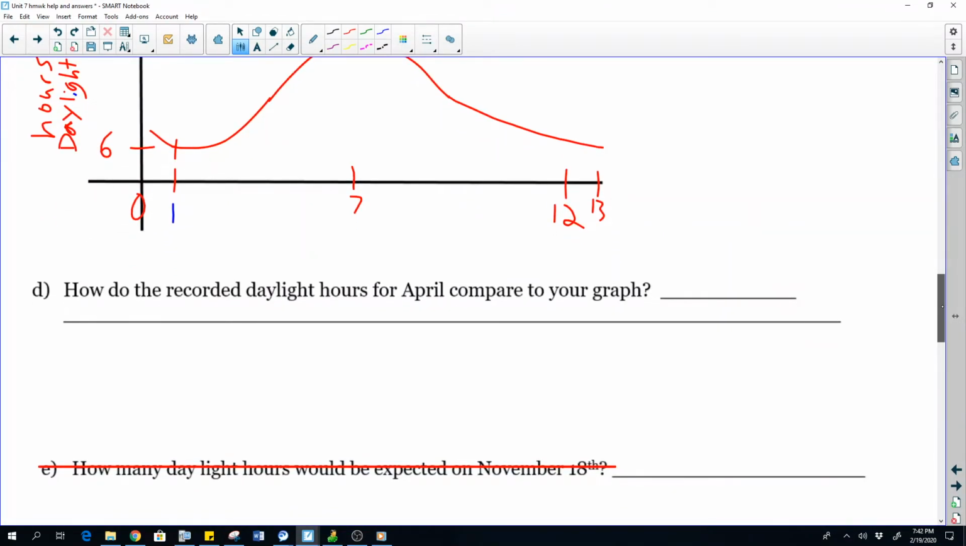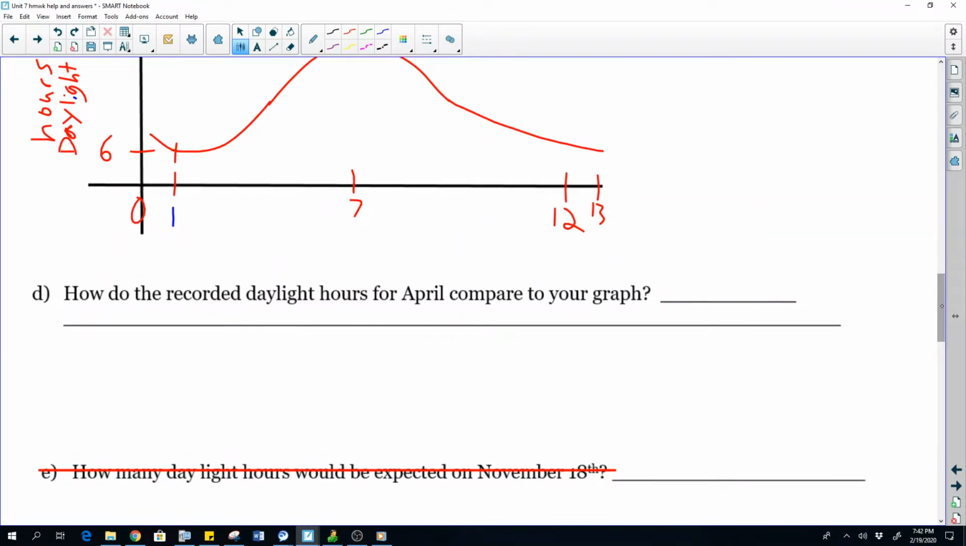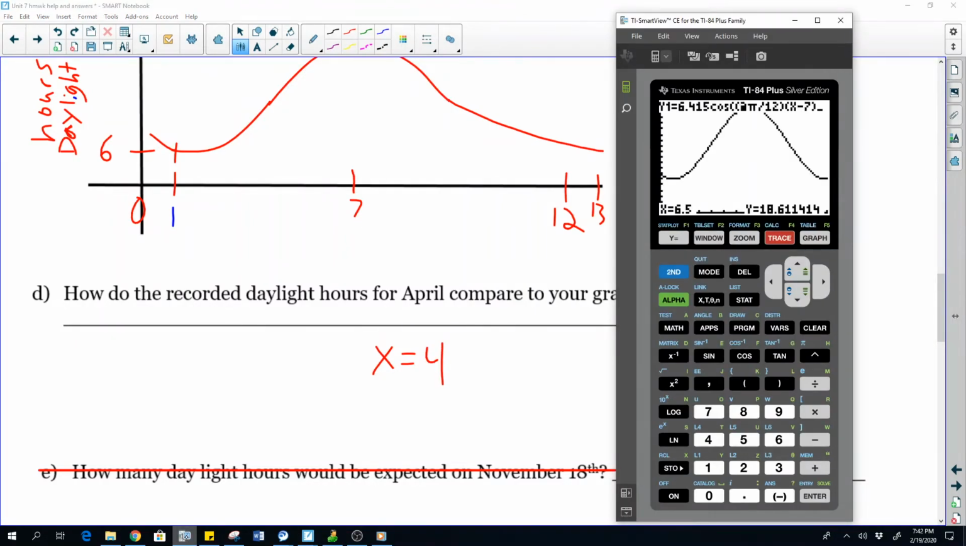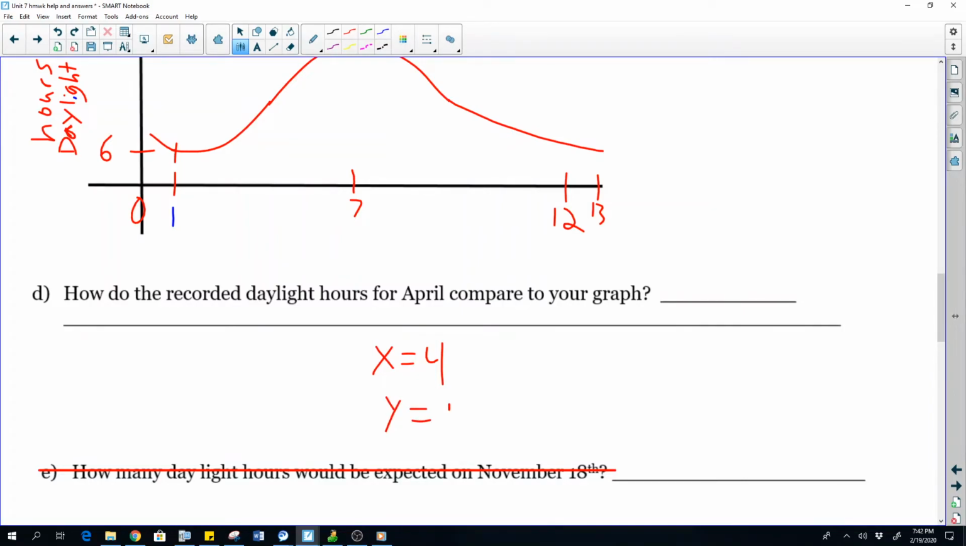Okay, so how did the recorded daylight hours for April compare to your graph? So do you remember what month April is? January, February, March. April is 4. Good. So we're going to go to our graph, and we're going to do second calc value, which is option 1, and then type in 4 for April. Boom. It tells us 12.415. So we get number of hours, 12.415, and that's for April. And that's with our function.